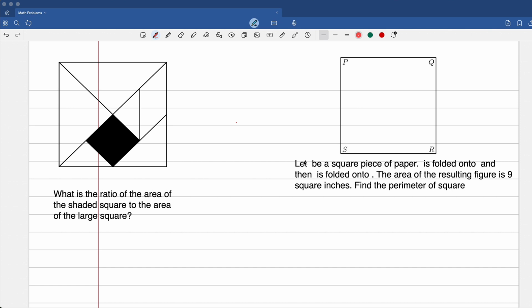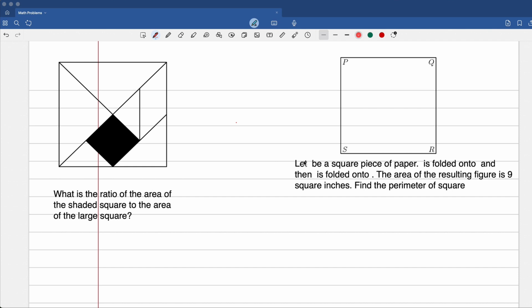Today we have something slightly different. We have two problems of similar nature and we've got to try and solve them. Let's start with the one on the left. You have a large square, and there's a bunch of lines drawn there. You end up creating a shaded region, a smaller shaded region, which also happens to be a square. So the question is, what is the ratio of the shaded smaller square to the larger square?